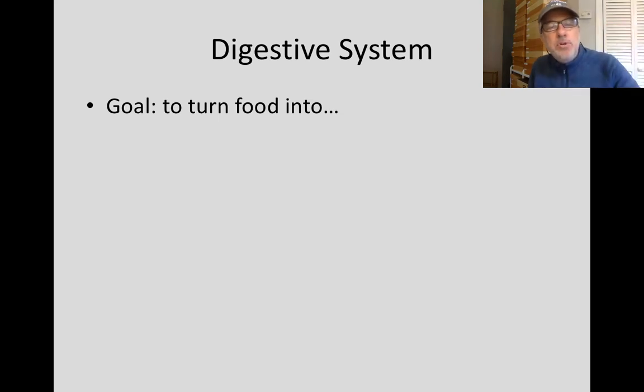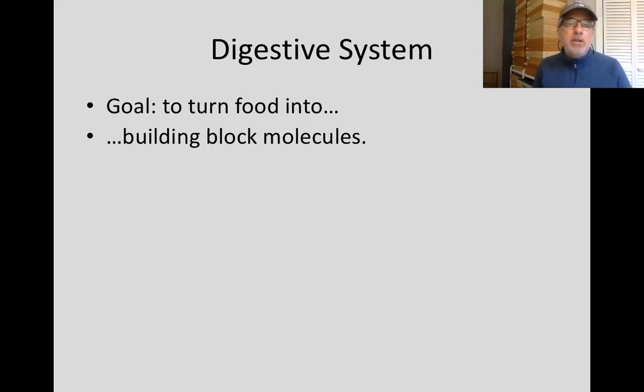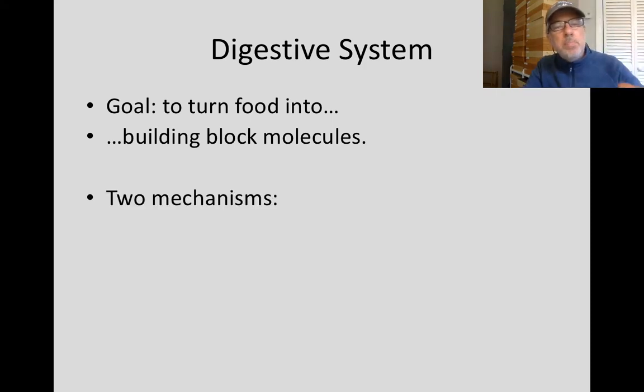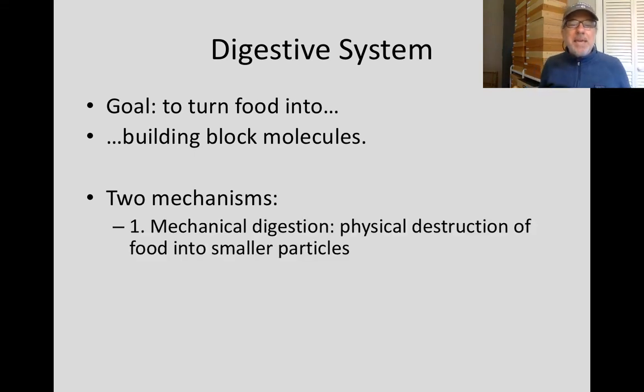It's to turn food into the building block molecules we need to construct our cells. Those building block molecules include things like nucleotides, amino acids, simple sugars, fatty acids, and glycerol. There are basically two approaches to the digestive system. One is called mechanical. It's the physical destruction of food into smaller particles.